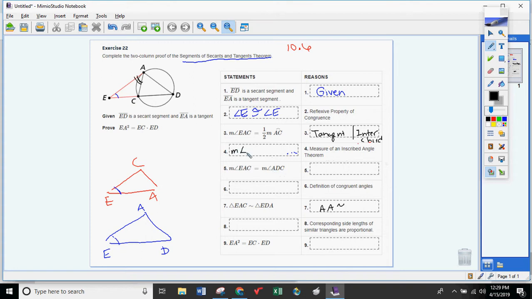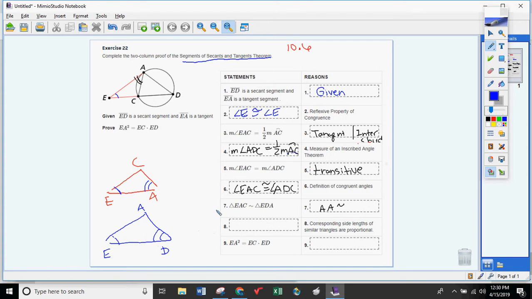Now looking ahead, I want EAC to be equal to angle ADC, so I'm going to use the measure of angle ADC. That's inscribed and it opens to the same arc, so that is also going to equal half of the measure of arc AC, which means by the transitive property, those two angles are equal, which means that the two angles are congruent. So now I have EAC congruent to ADC, which is also ADE in my big triangle here.